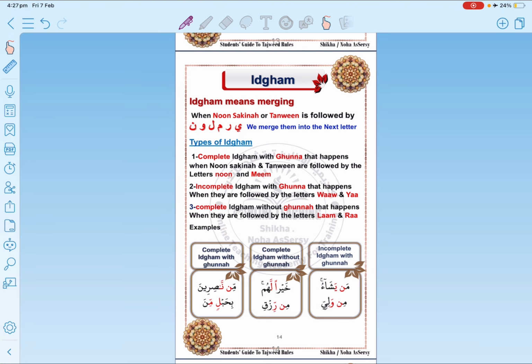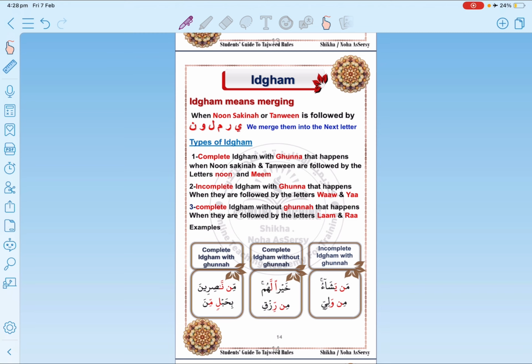Today inshallah we will be discussing the rule Idgham, one of the most common rules in Quran, and it's so important. We were discussing the rules of Noon Sakina and Tanween, and we said that Noon Sakina and Tanween have 4 rules, right? That means whenever you find Noon Sakina or Tanween, you must have a rule after it. So how many rules do we have? We have 4 rules, as we said before.